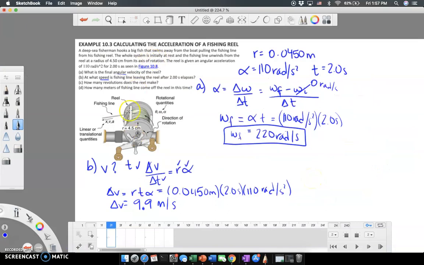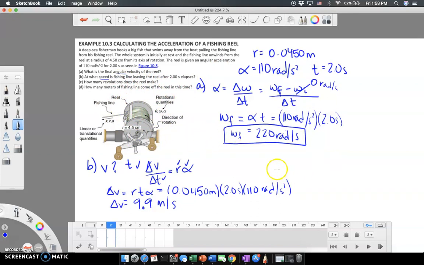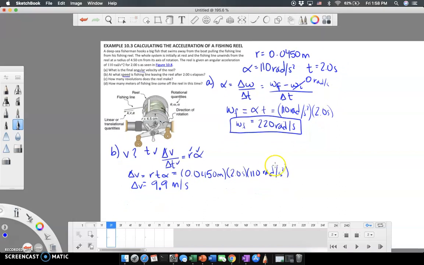So remember we were looking at a fishing reel, and we are now on part C. Part C asks, how many revolutions does the reel make in this time? So let's go ahead and scroll down a little bit.